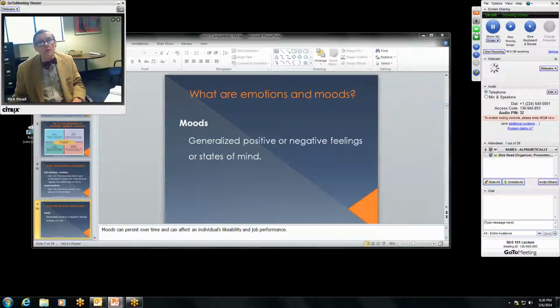Moods, on the other hand, are generalized positive or negative feelings or states of mind.